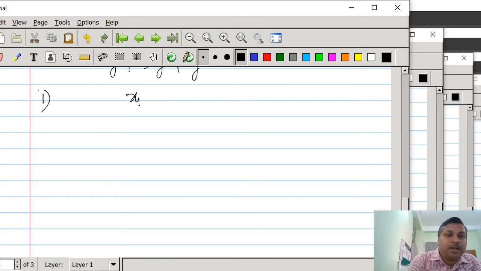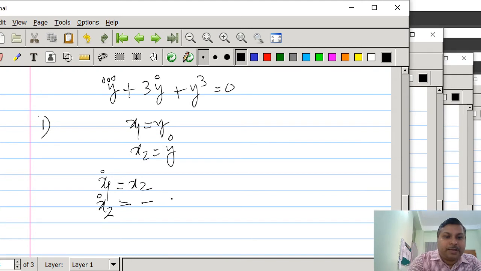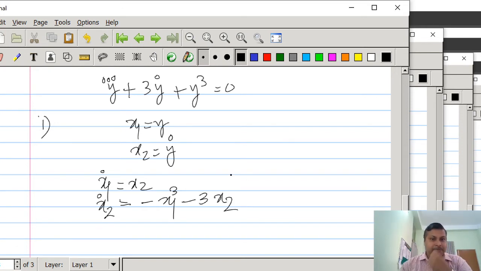So let x1 is equal to y and x2 is equal to y dot. Fine. So if you take this, then easily you can write the state equation. x1 dot is equal to x2 and x2 dot will be equal to minus y cube, and y cube is minus x1 cube, minus 3y dot, that is x2. So this will be the state space representation of the system.